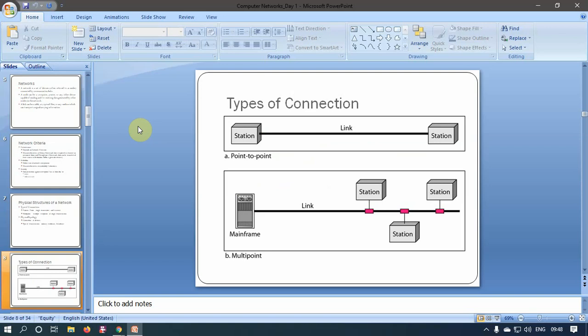In the first diagram, if a sender is directly connected to the receiver via a link, and there are no other nodes or computers in between that link, we call it a point to point connection between the sender and the receiver. Similarly, if I have a single sender transmitting data through a link to multiple receivers, then the sender and the receivers are in a multi-point connection.